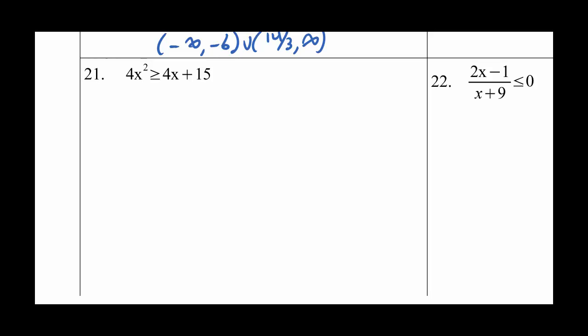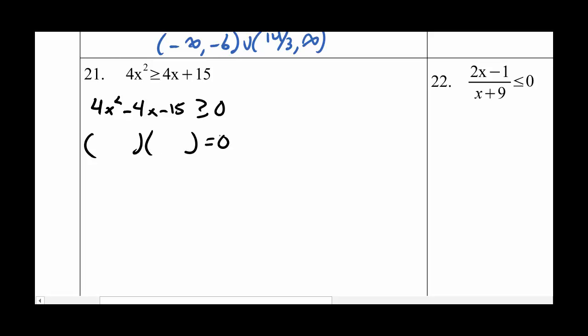Okay, number 21, we've got a polynomial inequality. So I want to first get it into standard form with the polynomial characteristics on the left and 0 on the right. Translation, bring over the 4x and the 15. So 4x squared minus 4x minus 15 is greater than or equal to 0. All right, then I want to factor this.